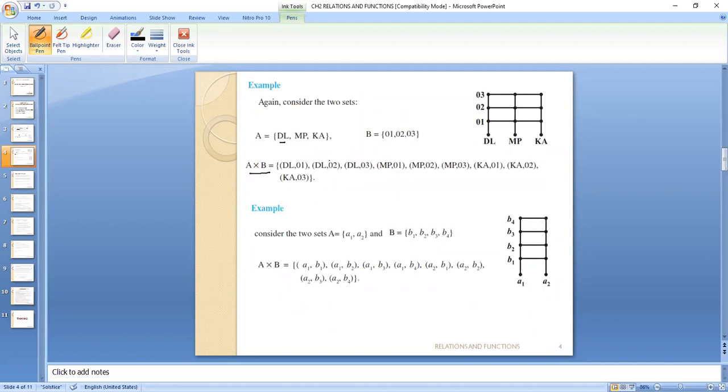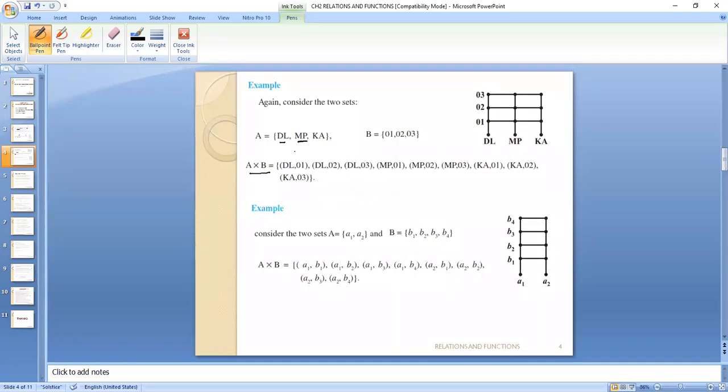After the first element is over, we will jump to the second element, MP. MP with 1, MP with 2, MP with 3. Then jump to the third element, KA with 1, KA with 2 and KA with 3, right? One more important thing: how many elements will be there? There are 3 elements in A and 3 in B, and count the elements of A cross B. 1 2 3 4 5 6 7 8 9.